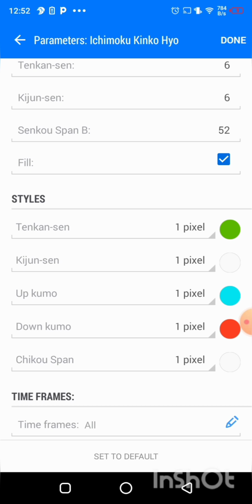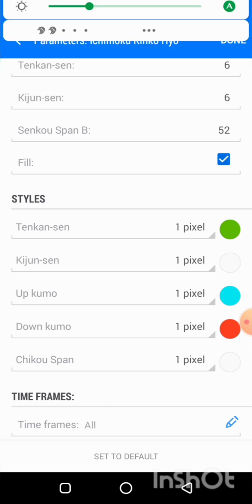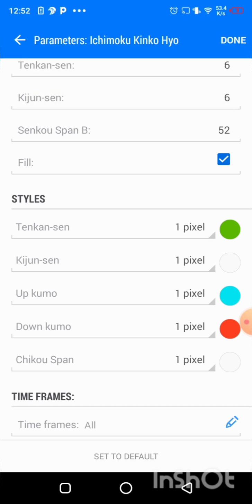But if your MT5 background is black, then you need to use black, so that it won't be seen on the chart. The same thing with this last one, this Chikou Span. You should choose the same color as your background. Okay, that'll be all. Click on done.